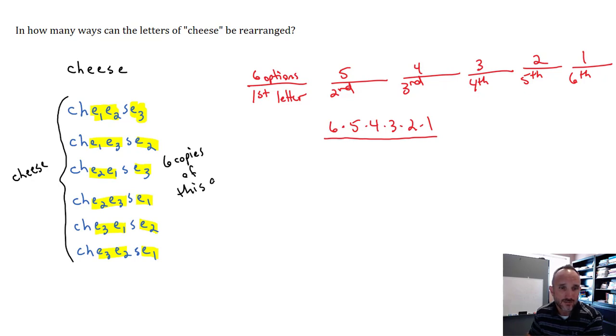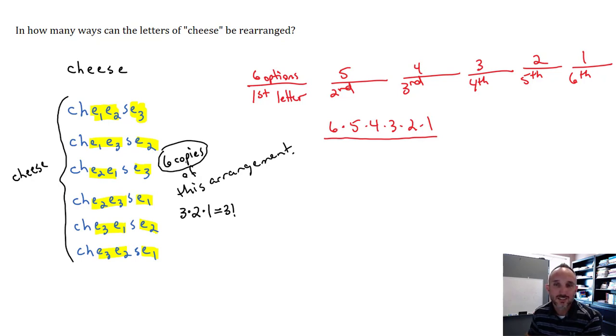Now, why is that? Well, the reason is we have 3 E's that are being rearranged. And the question is, how many ways can you arrange 3 items? Well, if you want to arrange 3 items, you've got 3 options for your first item, 2 options for your second, and 1 option for your third. So there's 3 factorial ways to arrange the E's, resulting in 6 copies.